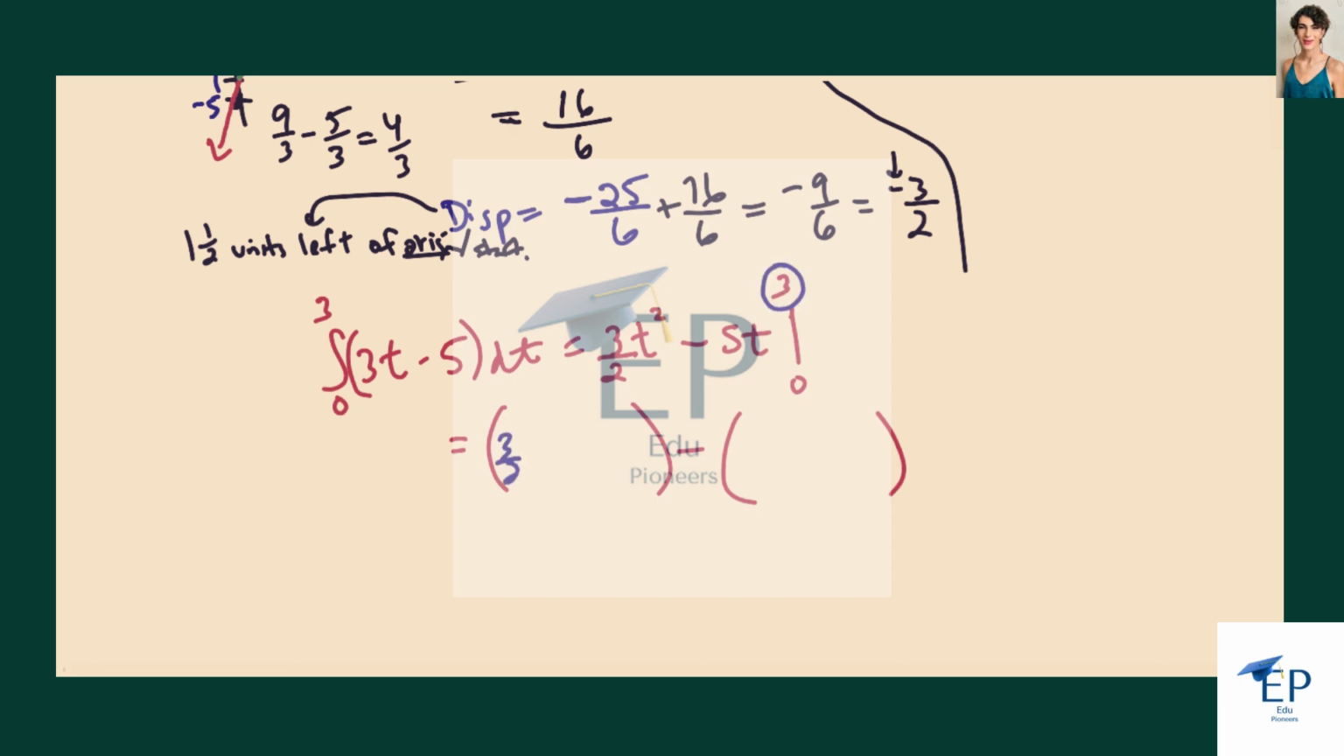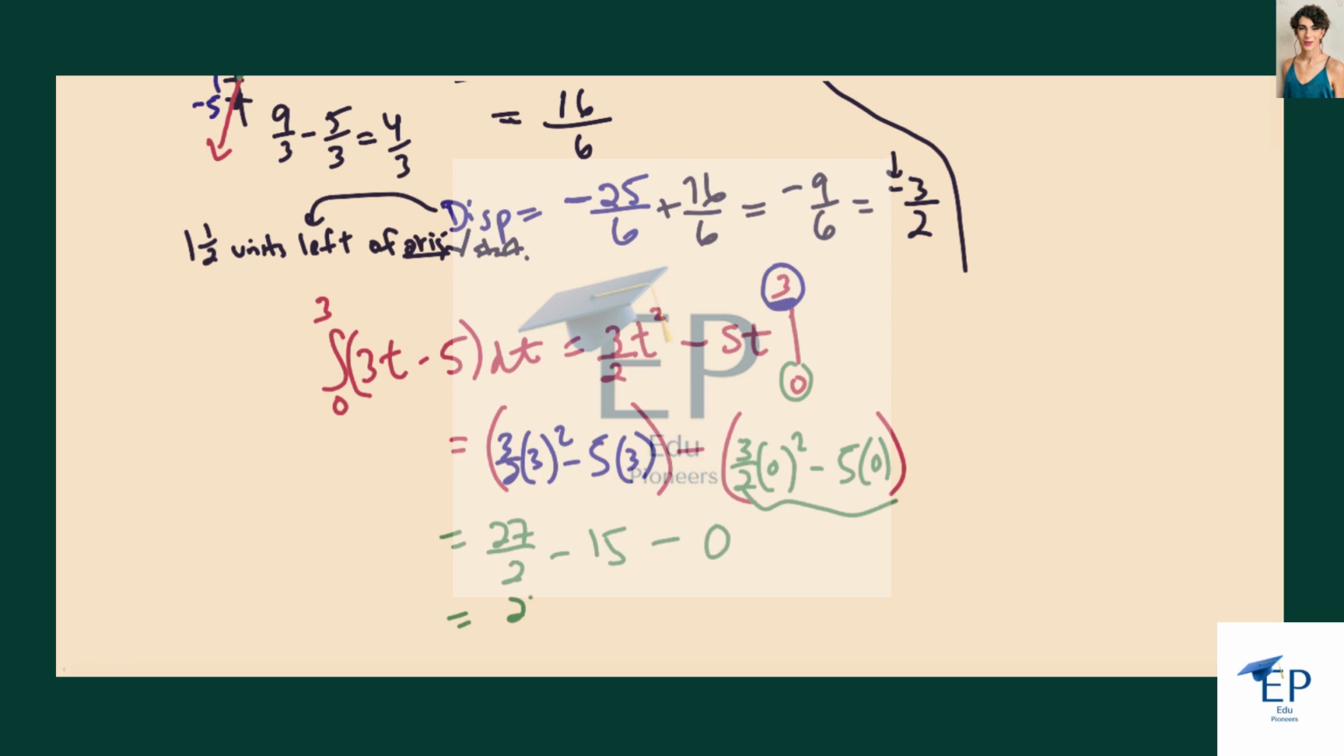So I'll get everything ready. Copy that. We're going to plug in this upper bound of 3. All right, and then we are going to plug in the lower bound of 0 into 3/2 t squared minus 5t. We're going to plug in 0. All right, and we're going to simplify this. So in this case, we're going to wind up with 27/2 minus 15 minus, and then all of this is just 0. So we have 27/2 minus 15.